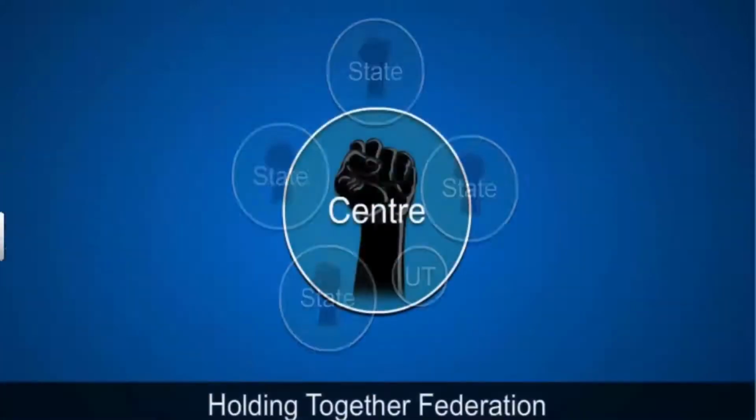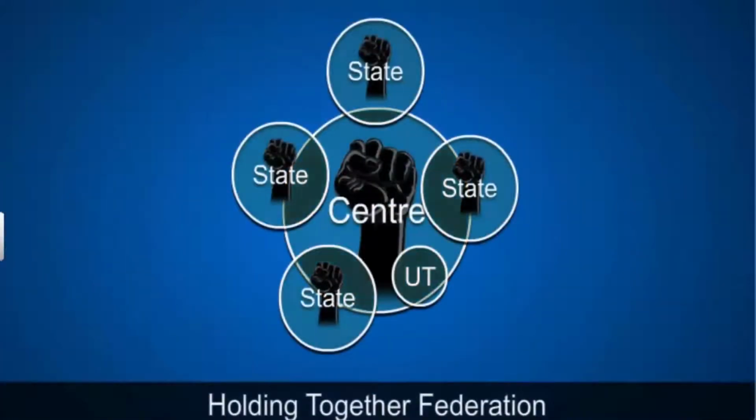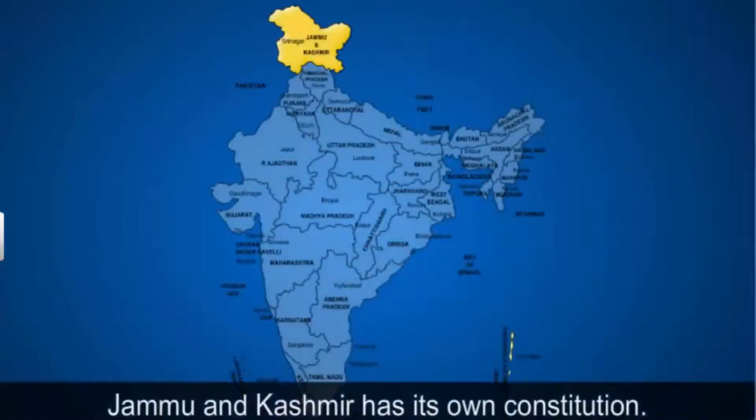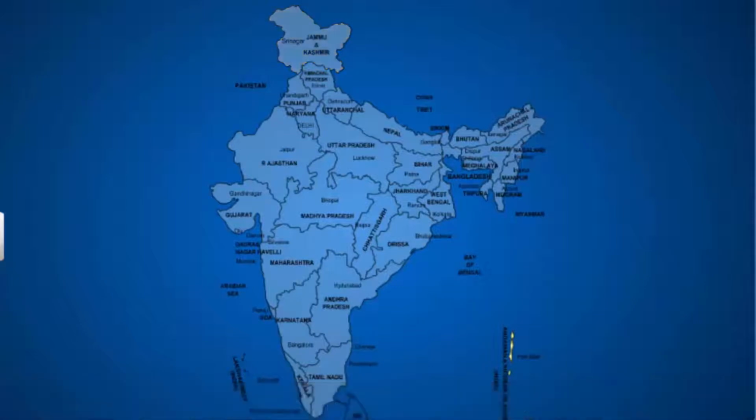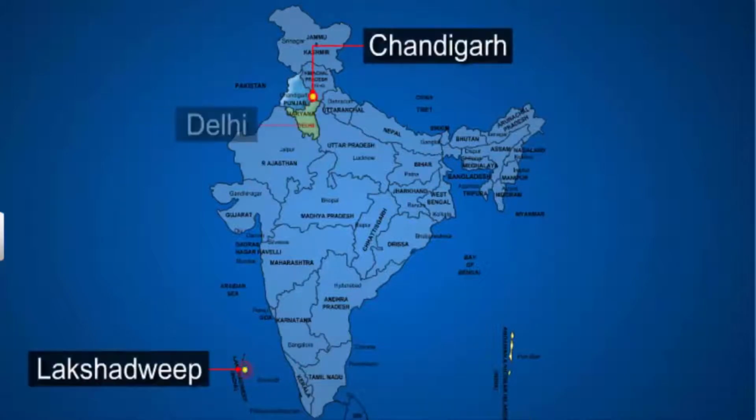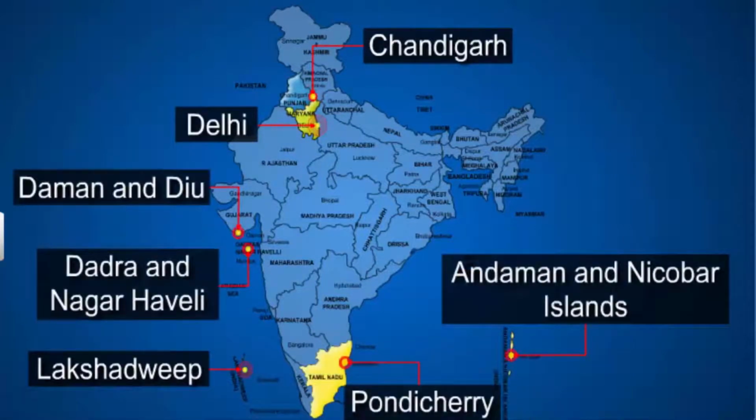A holding together federation does not give equal powers to its constituent units, which means that all states of the Indian Union do not have identical powers. States like Jammu and Kashmir enjoy a special status with its own constitution, and many provisions of the Indian Constitution are not applicable to this state. On the other hand, there are some units of the Indian Union which enjoy very little powers, like Chandigarh, Lakshadweep, or the capital city of Delhi. These are known as Union Territories since they are too small to be independent states or even merge with existing states. The Union Territories are governed directly by the central government.